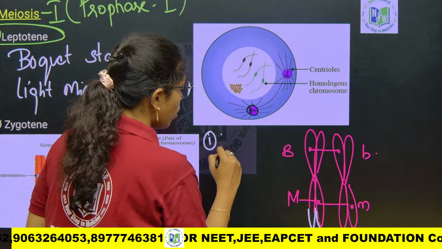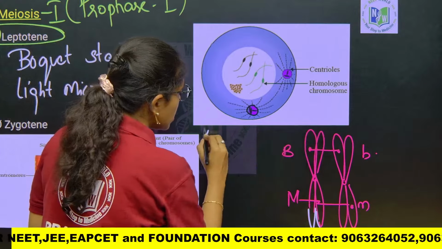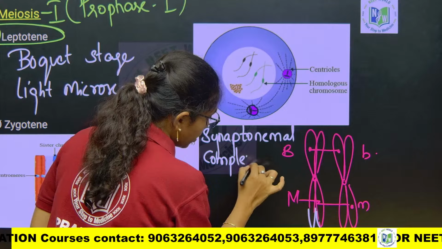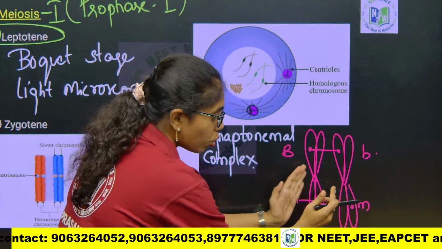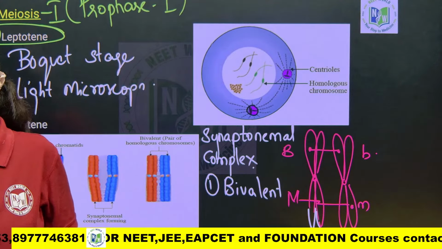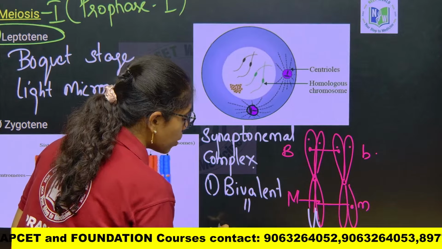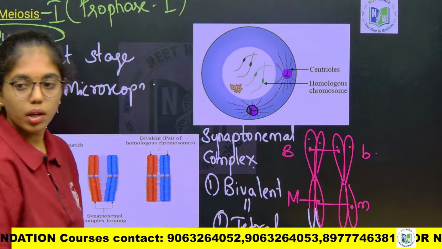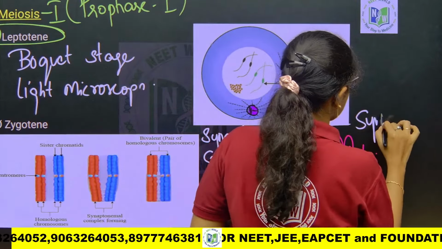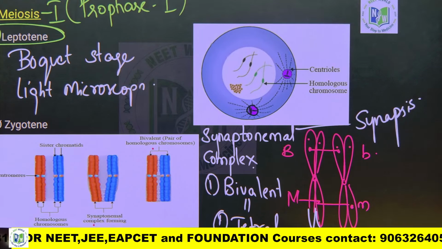Bivalent means two chromosomes. In one synaptonemal complex, the association of homologous chromosomes is called a synaptonemal complex. Two chromosomes are present; you call these two chromosomes one bivalent. In this one bivalent, how many chromatids are present? Four chromatids are present: 1, 2, 3 and 4. Four chromatids means it is a tetrad. One bivalent is equal to one tetrad. And this association of the synaptonemal complex is simply termed synapsis.